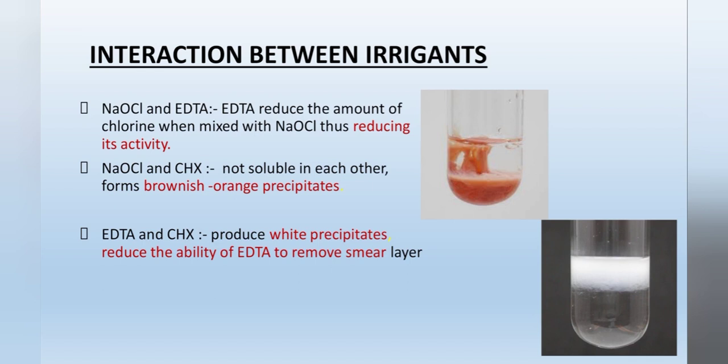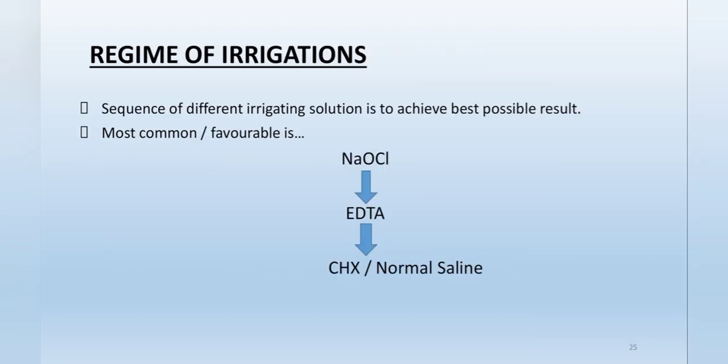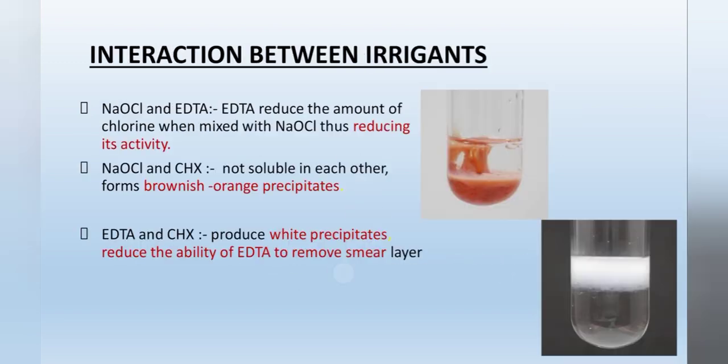Next, NaOCl and chlorhexidine are not soluble in each other and form brownish orange precipitates. Next, EDTA and chlorhexidine produce white precipitates, which reduce the ability of EDTA to remove the smear layer. That's why the sequence was made: first NaOCl, then EDTA, then chlorhexidine. So this regime of irrigation is very important.